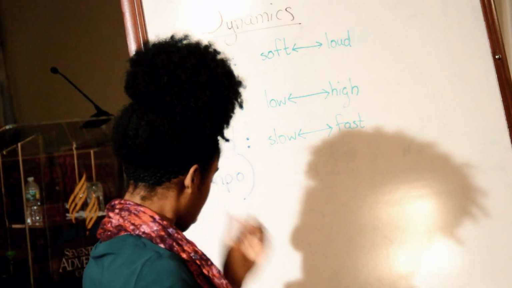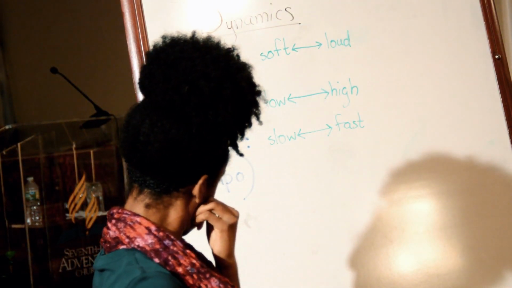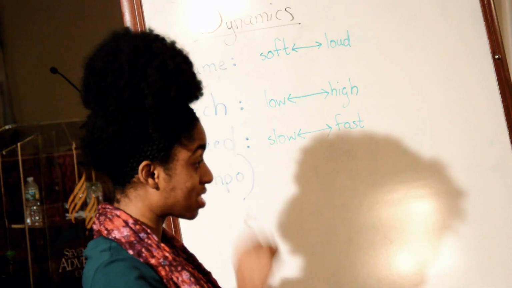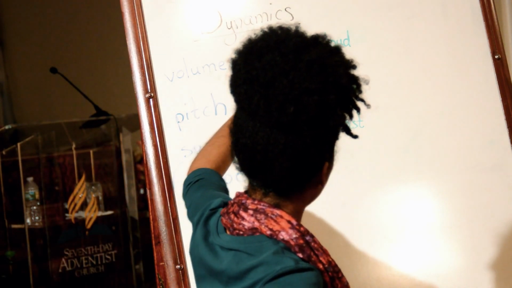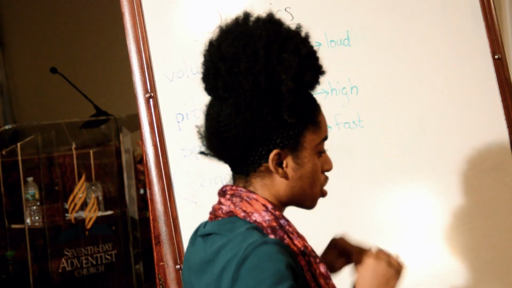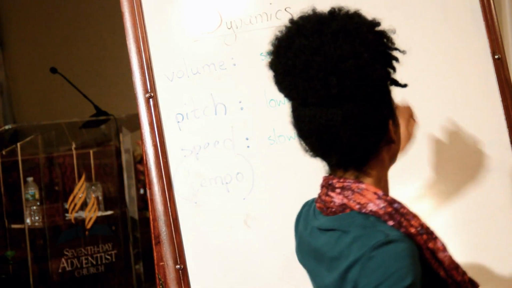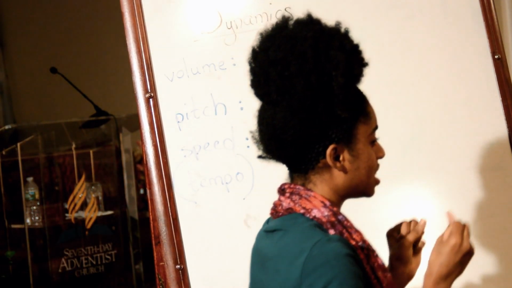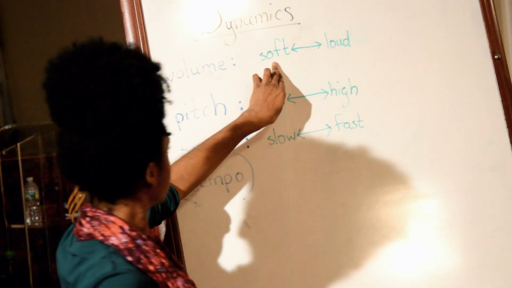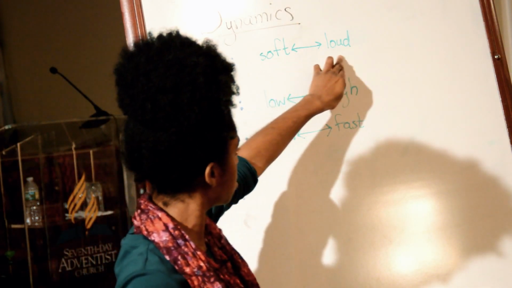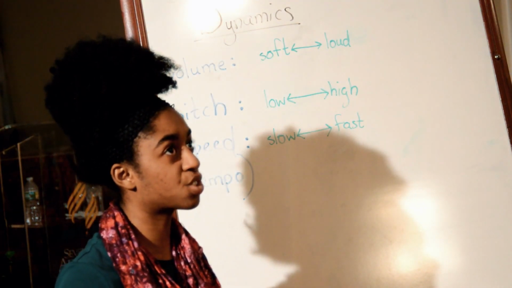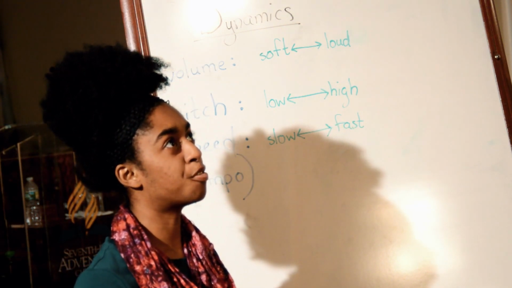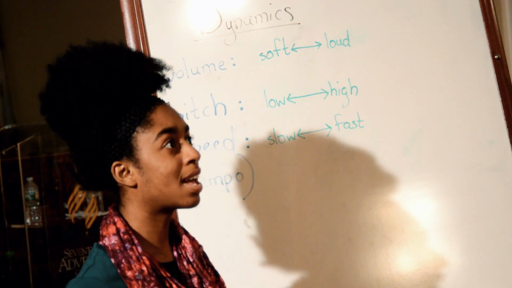Now there's something called, it's an Italian word, sforzando. What happens is that when you're going from soft to loud, it's called a crescendo. When you're going loud to soft, it's called a decrescendo. So when I say crescendo, we're going to go from soft to loud. So we're going to crescendo on the vowel A.